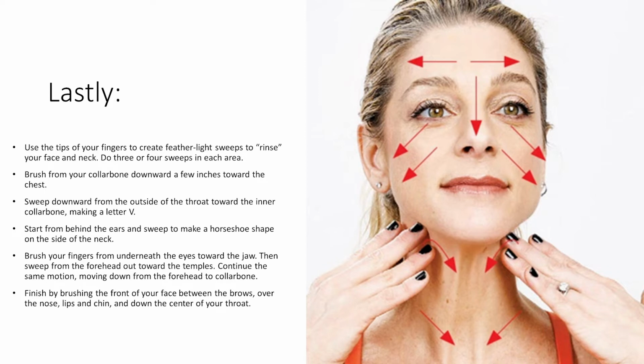And that feels really nice too. And if you just do this lightly, it's very soothing. Continue that same motion, moving down the forehead to the collarbone. And then finish by brushing the front of your face between the brows, over the nose, lips, chin, down the center of your throat. Basically, you're doing these nice sweeping movements in more of a straight pattern than that first slide where we do a lot of circular motions. You can do all of the ones that feel good to you.